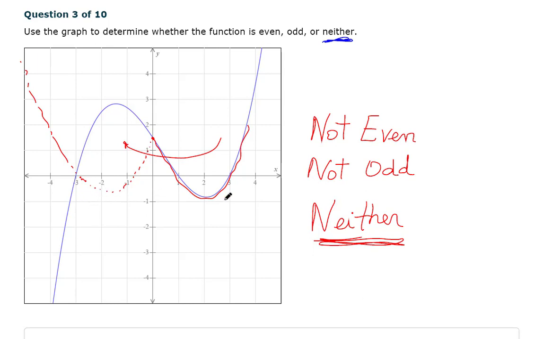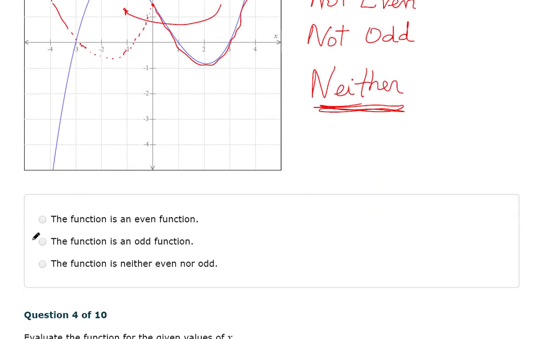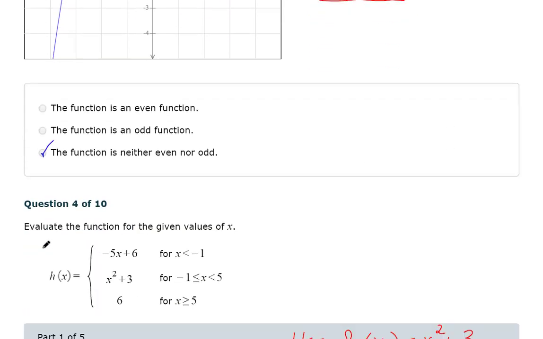Is that true? This one is down at minus 1. So if I flipped it over, it would still be at minus 1. And if I flipped it, it wouldn't go any higher than 1. Therefore, it's not odd. So it's not even, it's not odd, it is a neither.